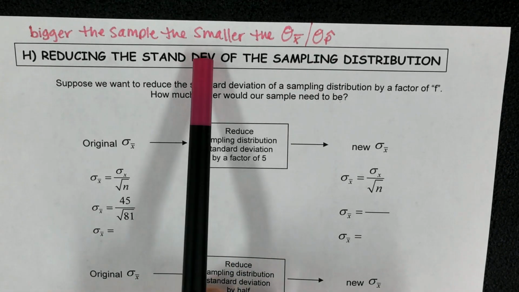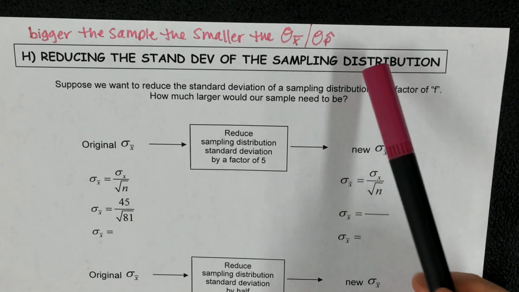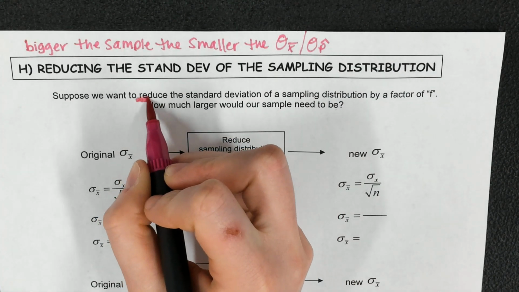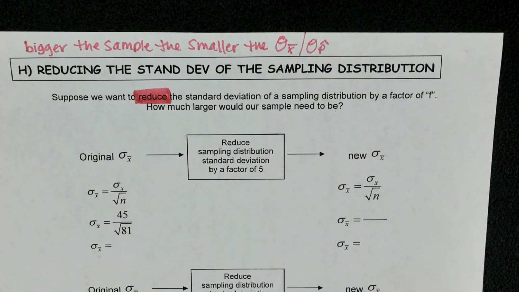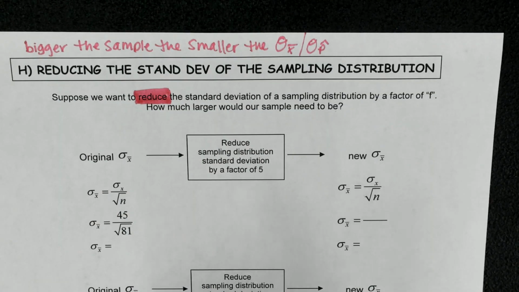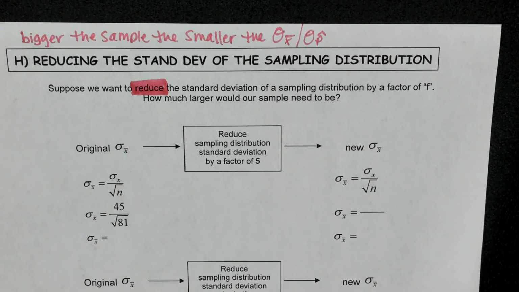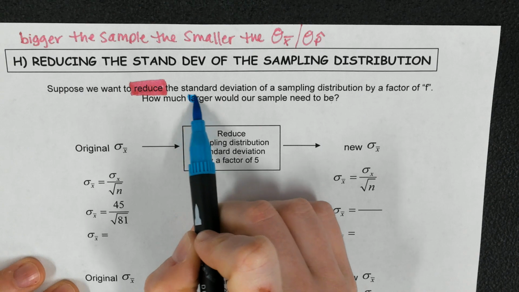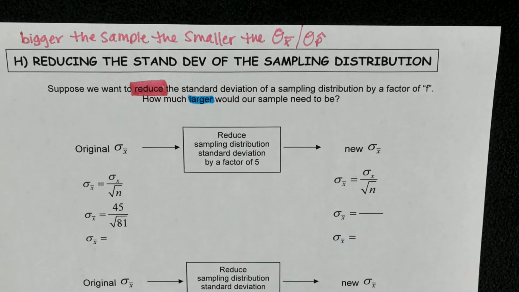That's good because it means that you're less spread out and you're going to be more exact. A lot of times you are going to want to reduce the standard deviation because it's going to make everything more centered around the actual mean. And in order to do that, to be precise, we are going to have to make our sample larger. So the question is, how much larger? Let's look at that.